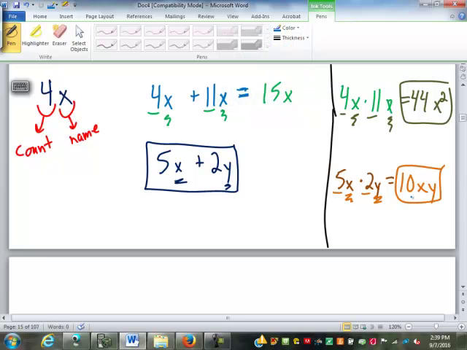I often get asked, could we say 10yx? There's nothing wrong with that. It's just a little bit of a math grammar thing, is we try to put variables in alphabetical order.